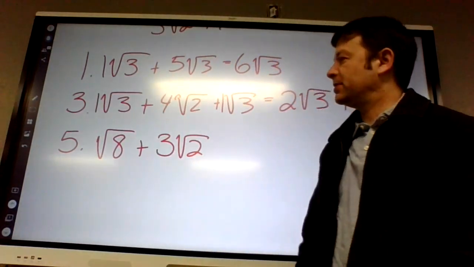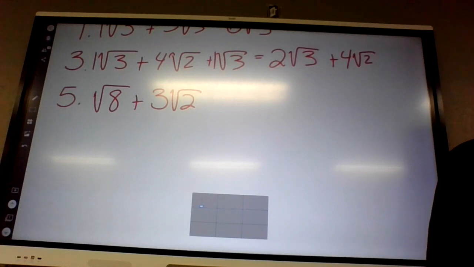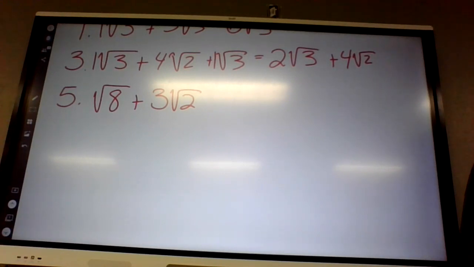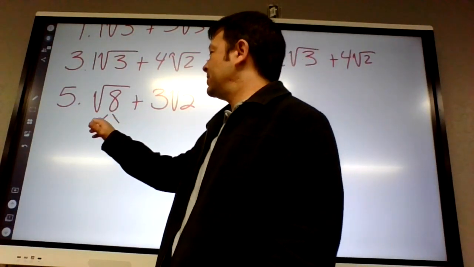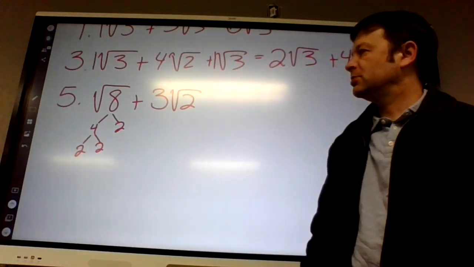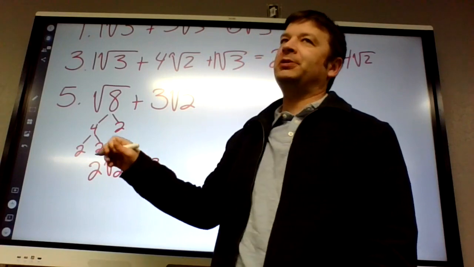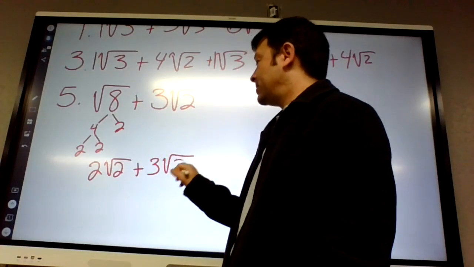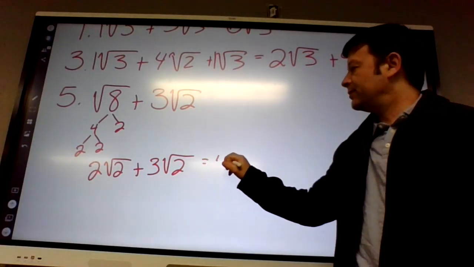Now this one doesn't look like they add together, but Sarah, any ideas on what we can do on this one? Yeah, you can call it simplifying. Simplify the 8. So what does that turn into? It's actually 2 square root of 2. So this is why they want you to simplify square roots, in case they can actually add together or not. So what's that going to be, Sarah? 5 square root of 2.